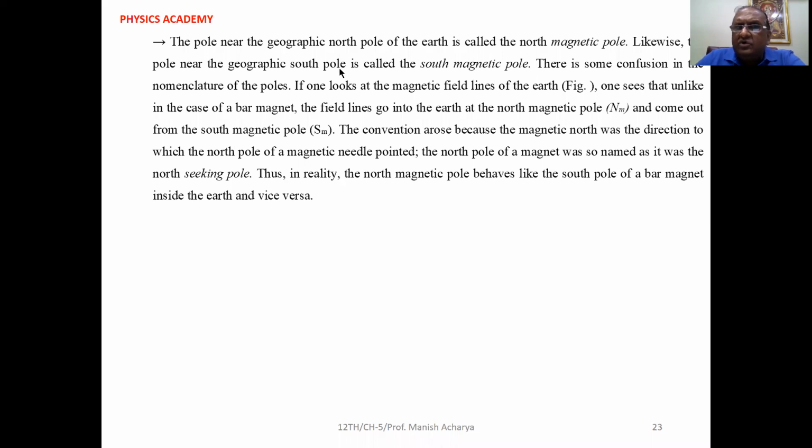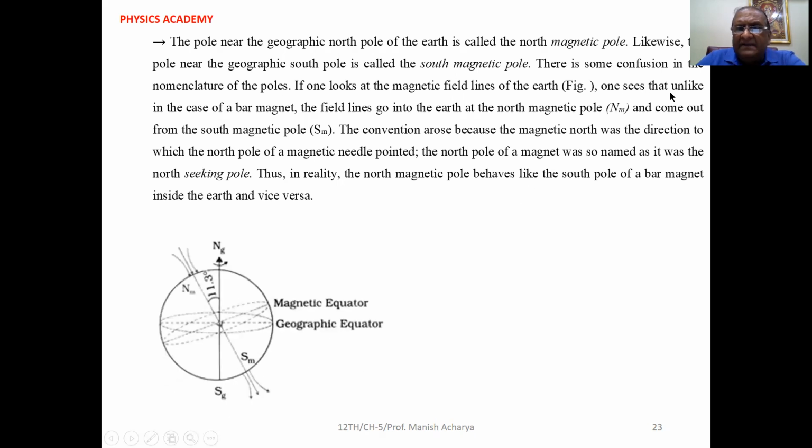Now the pole near the geographic north pole of the Earth is called the north magnetic pole. Likewise, the pole near the geographic south pole is called the south magnetic pole. There is some confusion in the nomenclature of poles. If one looks at the magnetic field lines of the Earth, one sees that unlike in the case of a bar magnet, the field lines go into the Earth at the north magnetic pole and come out from the south magnetic pole.